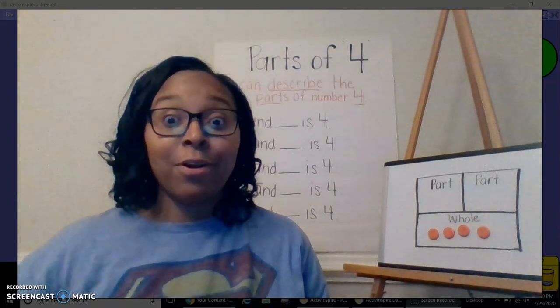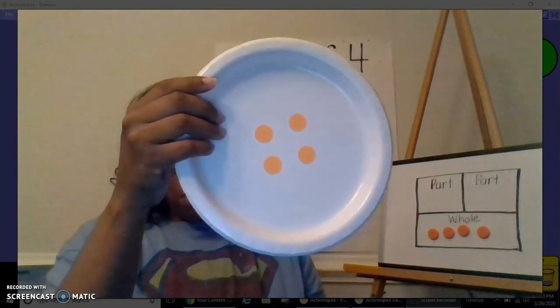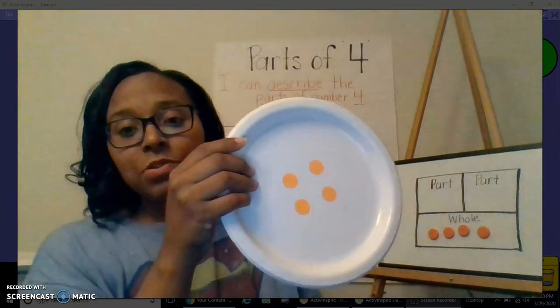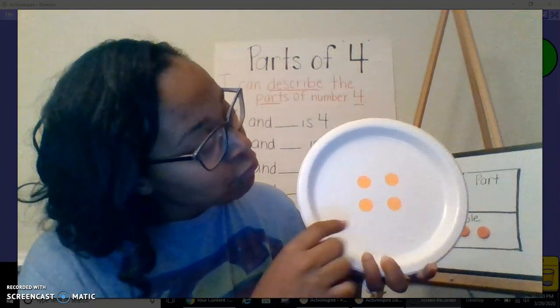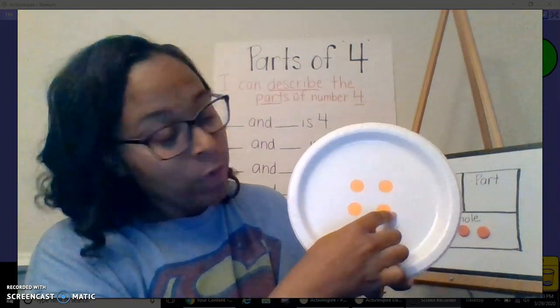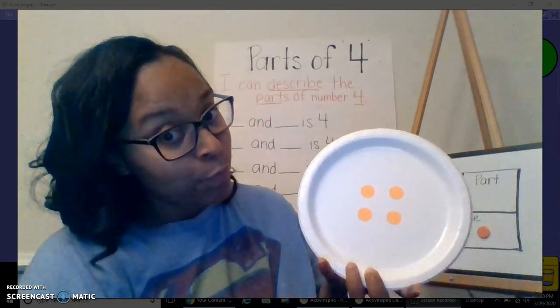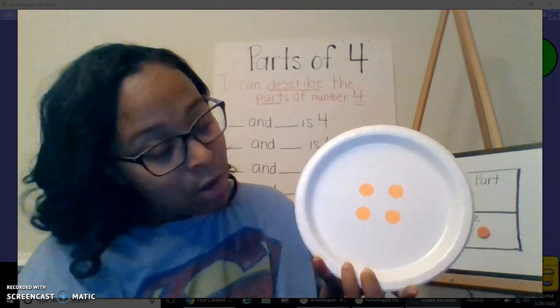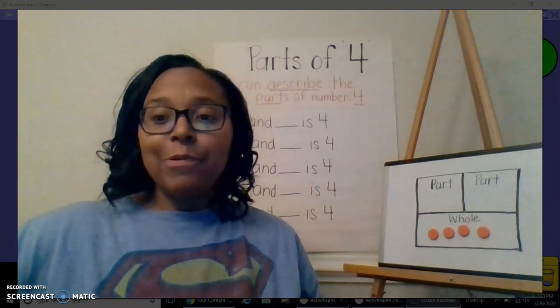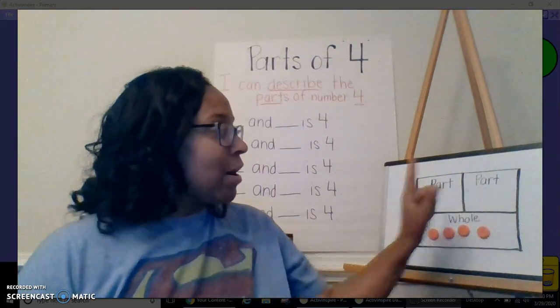All right, let's try another one. And this is the number we're going to be working on today. The number 4. What combinations do you see? I see 2 and 2. Do you see any other ways? Let's practice.